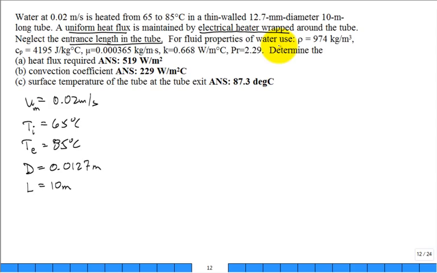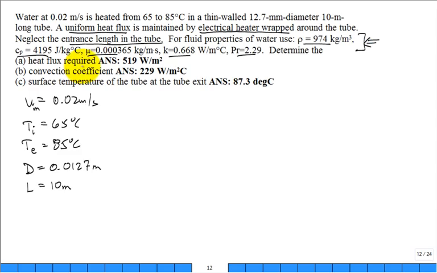For fluid properties for water, use this value of rho, C, mu, K, and Prandtl number. So basically, if you're solving the homework problems, finding the fluid properties is not trivial. It's nice when it's given to you in the problem statement. To find the correct fluid properties, you have to pay attention to what temperature it's at, because these are now temperature dependent, especially the viscosity and the thermal conductivity. So pay attention to your temperatures.